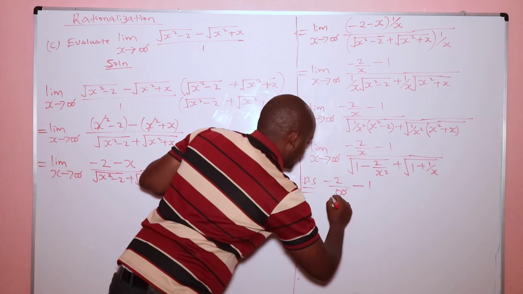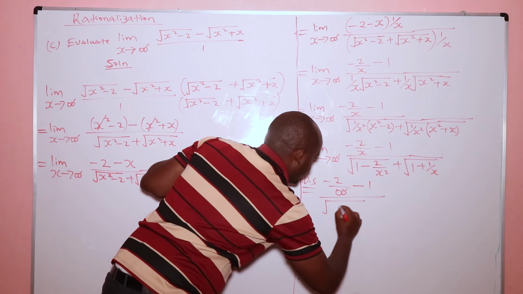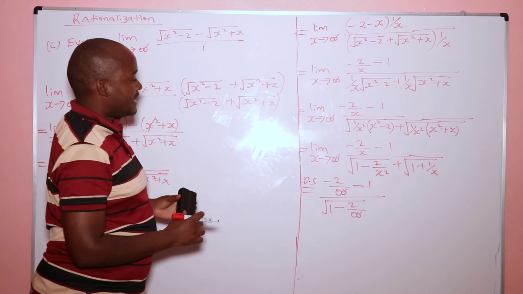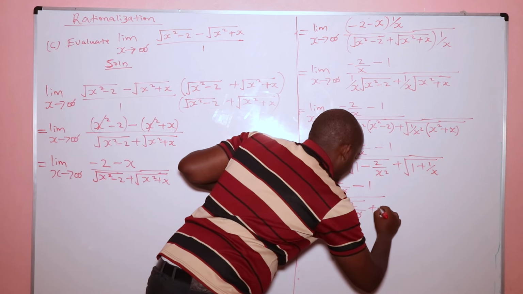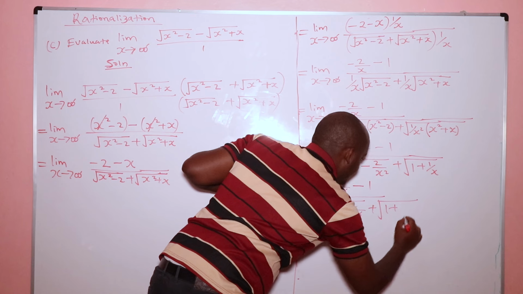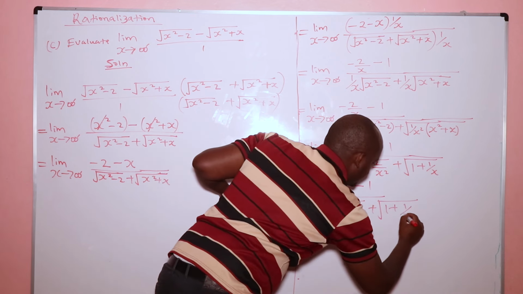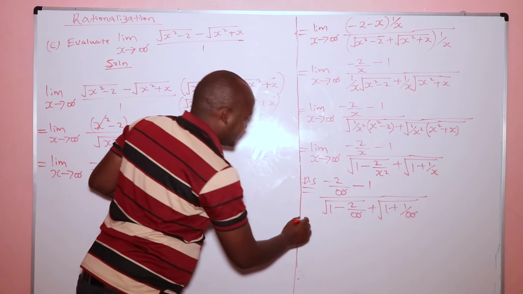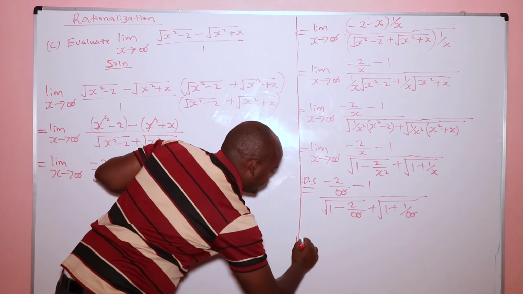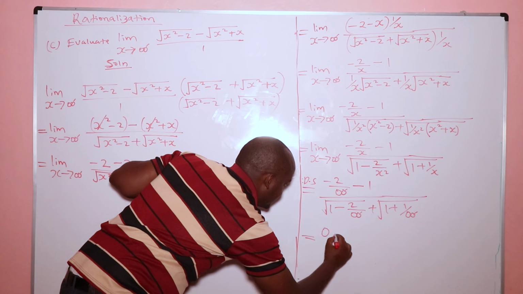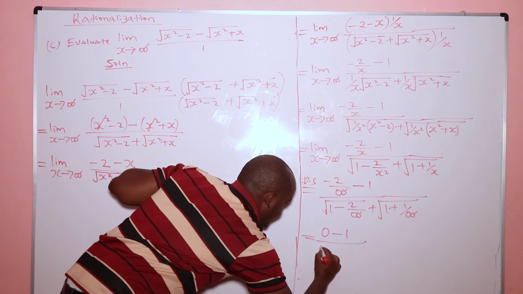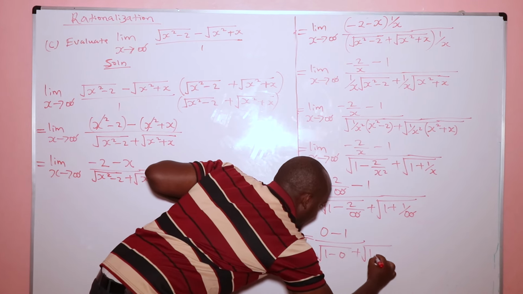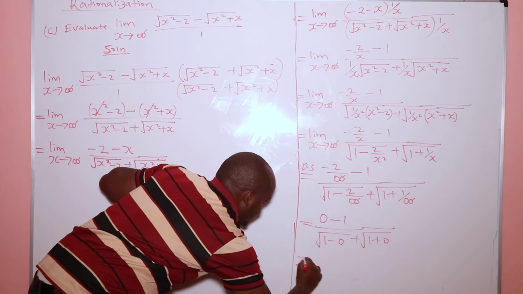You minus 1 over the square root of 1 minus 2 over infinity, because you know that infinity squared, you get infinity, plus the square root of 1 plus 1 over infinity. You need to extend this a little bit. But we know that any number that is divided by infinity, you get a 0. Now this will be equal to 0 minus 1 divided by the square root of 1 minus 0 plus the square root of 1 plus 0, which is going to give us what?